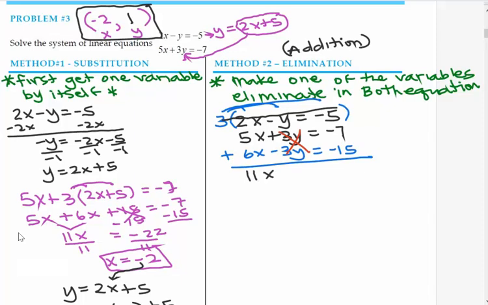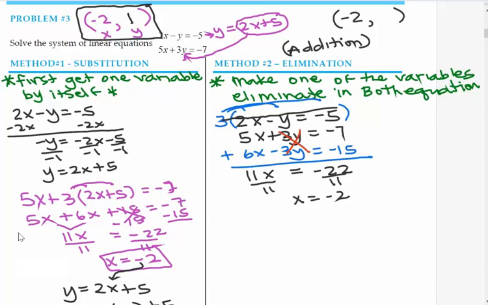So I get 11x equals negative 22. So again, divide by 11, I get x equals negative 2. All right, and I should come up with the same answer that I did before. We just are doing a different method to get to the same answer. Okay, so x is negative 2, and now just like I did over here, I'm going to substitute that negative 2 back into one of the equations.